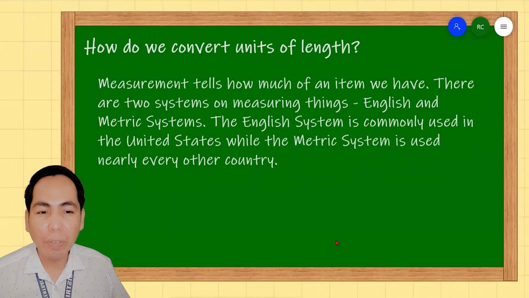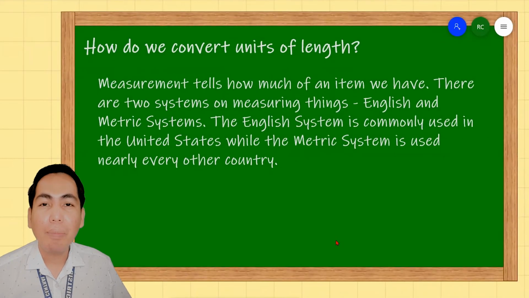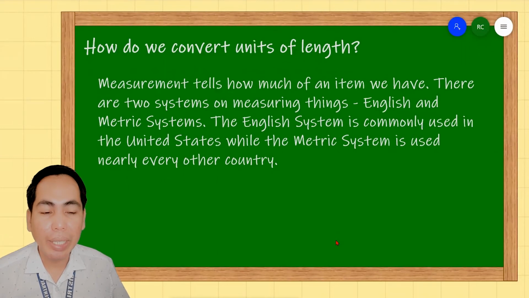How do we convert units of length? Measurement tells us how much of an item we have. There are two systems of measuring things, the English and metric systems. The English system is commonly used in the United States, while the metric system is used in nearly every other country.